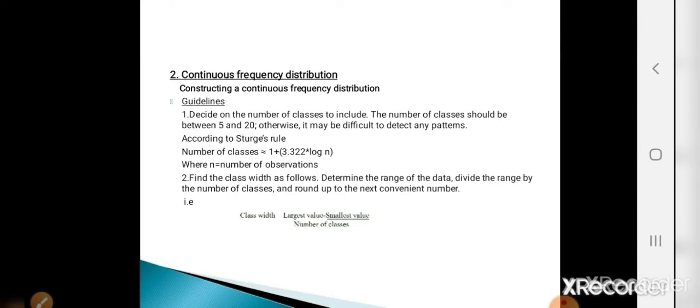Now the second guideline is to find the class width as follows. Determine the range of the data. The range is calculated as the largest value minus the smallest value. And divide the range by the number of classes and round up to the next convenient number. So the formula for calculating the class width is largest value minus smallest value divided by number of classes.